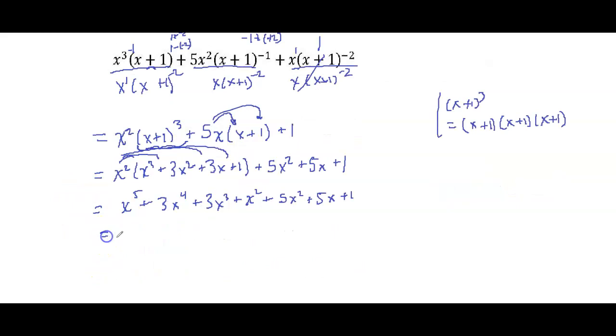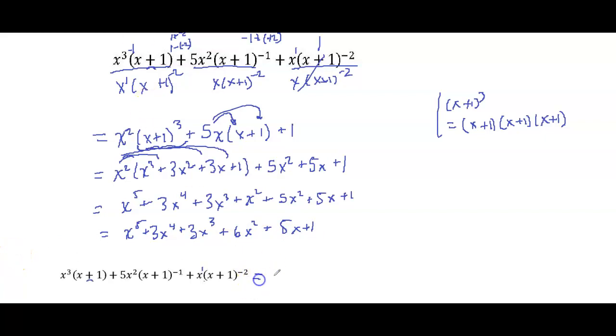We can combine like terms, giving us x to the fifth plus 3x to the fourth plus 3x to the third plus 6x squared plus 5x plus 1. So that our original polynomial will factor to our GCF of x times x plus 1 to the negative second power times x to the fifth plus 3x to the fourth plus 3x to the third plus 6x squared plus 5x plus 1. And we are done.